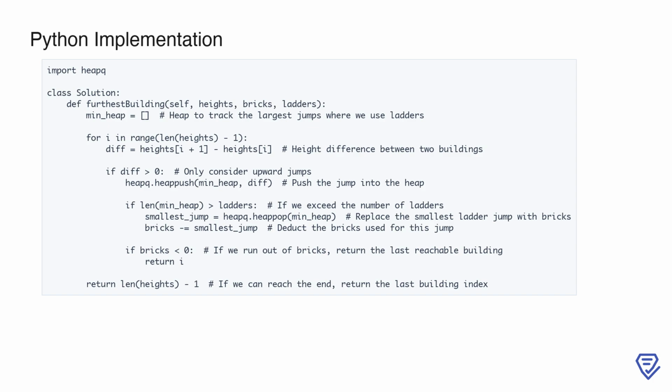Key insights: the min-heap ensures that ladders are reserved for the largest jumps, minimizing the use of bricks. The algorithm efficiently handles the constraints by prioritizing resource allocation, ensuring it works for large inputs within the time limits. This implementation has a time complexity of n log k, where n is the number of buildings and k is the number of ladders, due to heap operations.